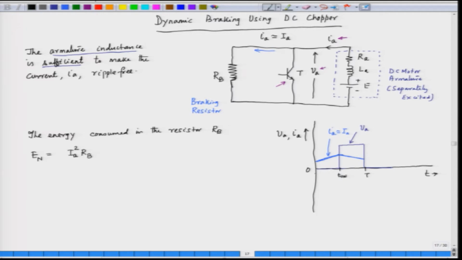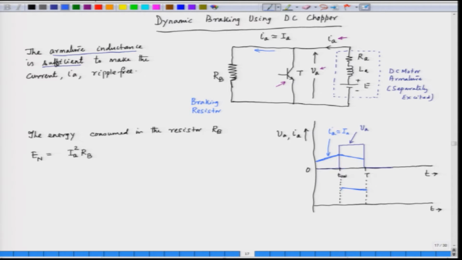So, the braking resistor will see the current in the following fashion. If we draw the current through the braking resistor, the braking resistor will only see the current during the off time of the switch.